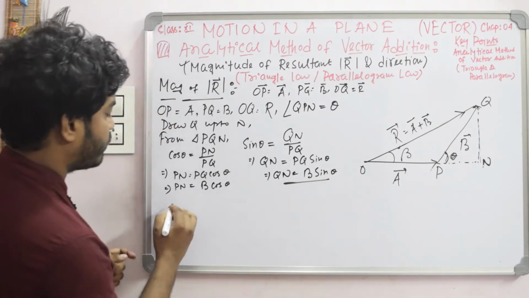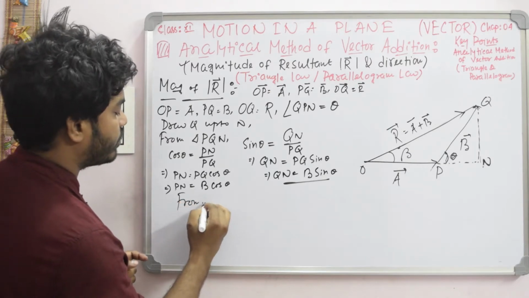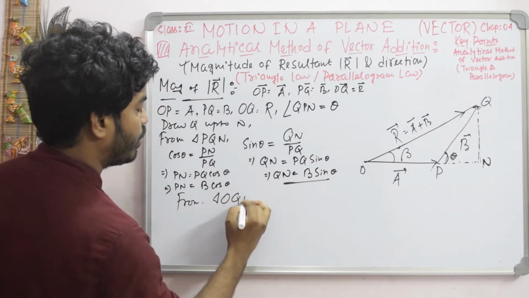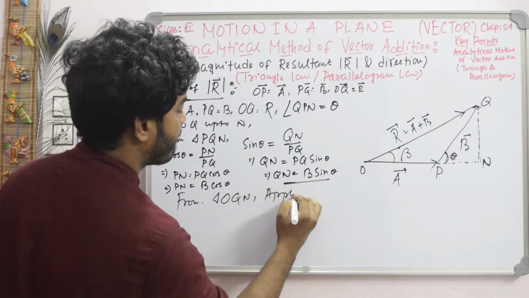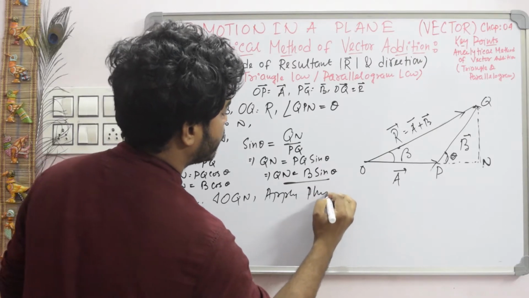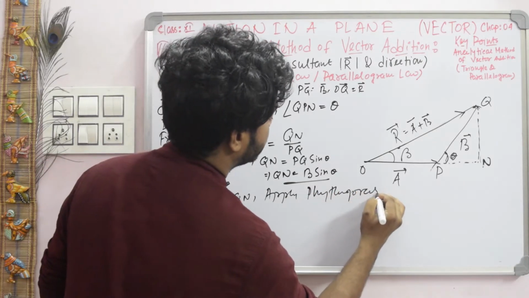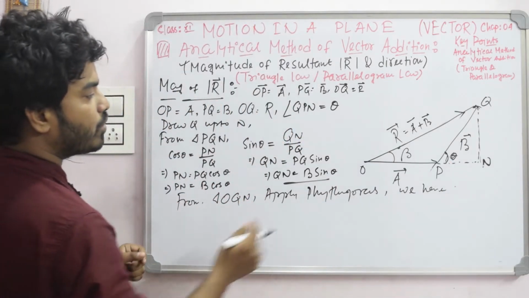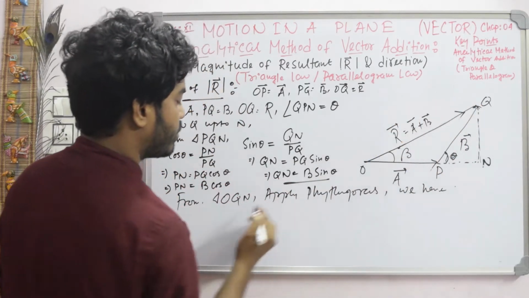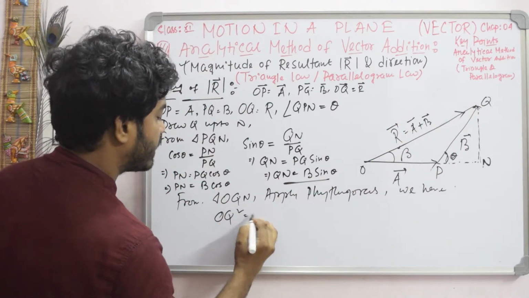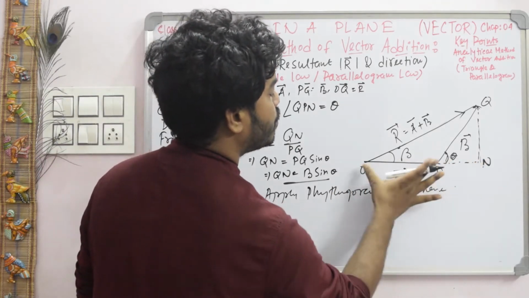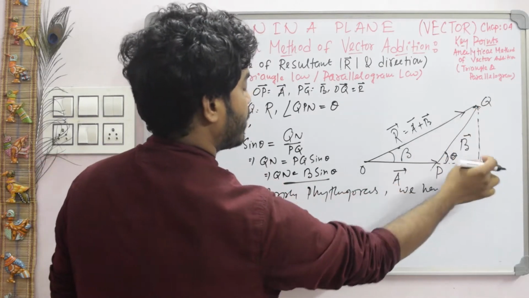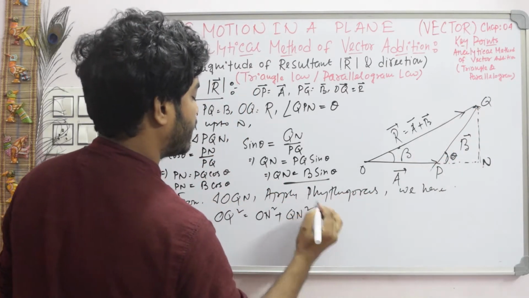So from right angle triangle OQN, apply Pythagoras theorem. We have OQ represents the hypotenuse, so OQ squared is equal to the base, that means ON squared, plus this perpendicular QN, so this represents QN squared.